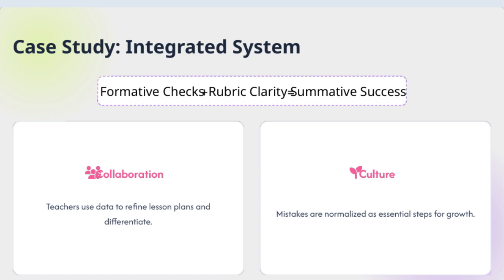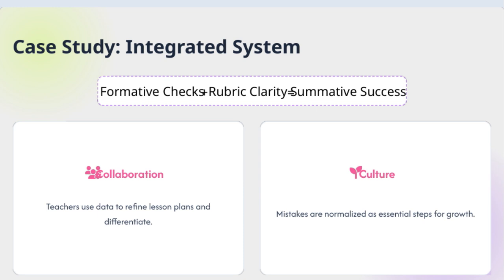When we think about summative success, it's all about clarity, having clear rubrics that define expectations and success criteria. Plus, formative checks are ongoing assessments that provide immediate feedback, guiding instruction in real time. All of these elements, clarity, formative checks, and collaboration, come together in what we call an integrated system.